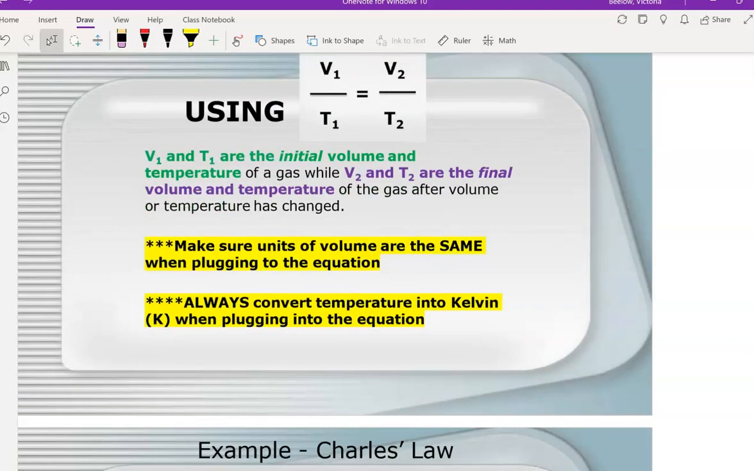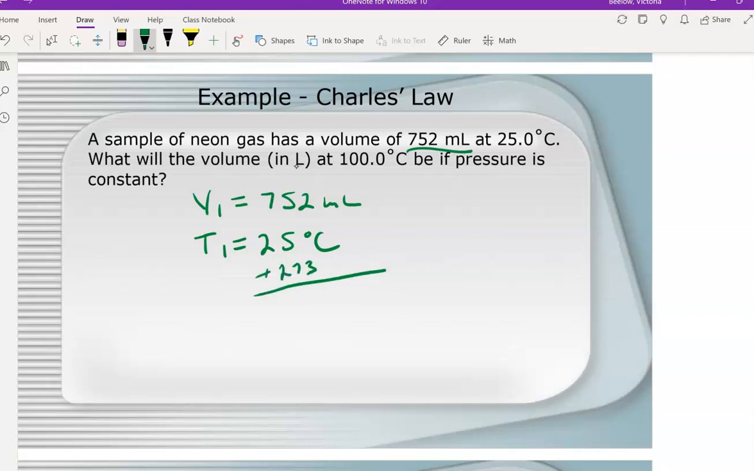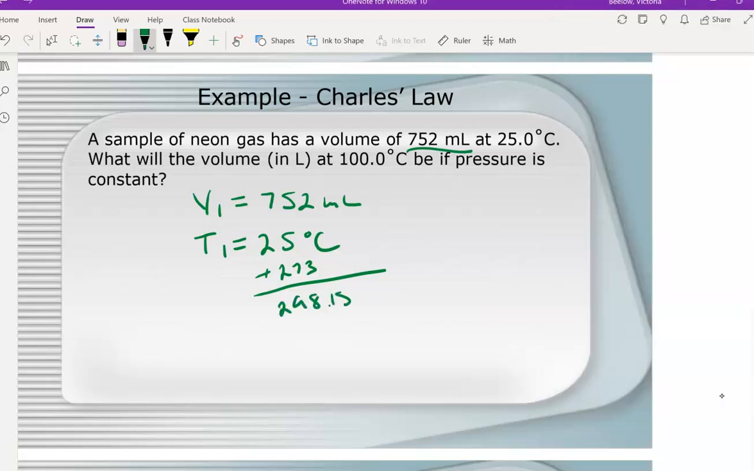So again, with these types of problems, you have to first identify what is your V1, T1, V2, T2. So a sample of gas has a volume of, so this is my V1, 752 milliliters, and then my T1 is 25 degrees Celsius. Again, if you ever have degrees Celsius, immediately change it into Kelvin by adding 273.15. So this would be 298.15 Kelvin.